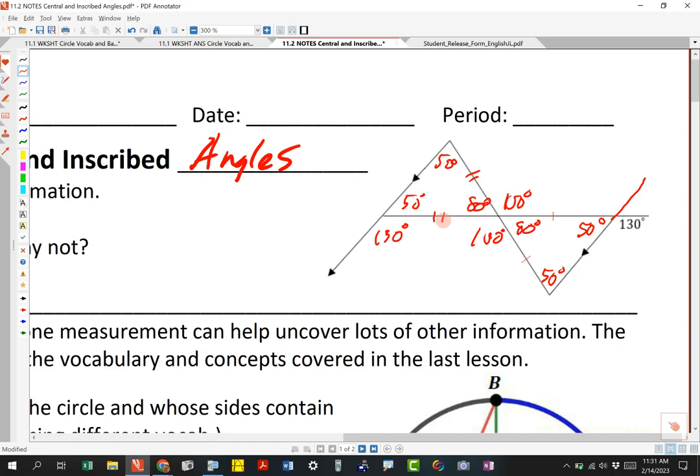Crew? You can mark the 80s as... Hang on. We're talking about these sides right here. How can we mark those as congruent? How do we know they're congruent? Because the angle 50 and that angle 50.